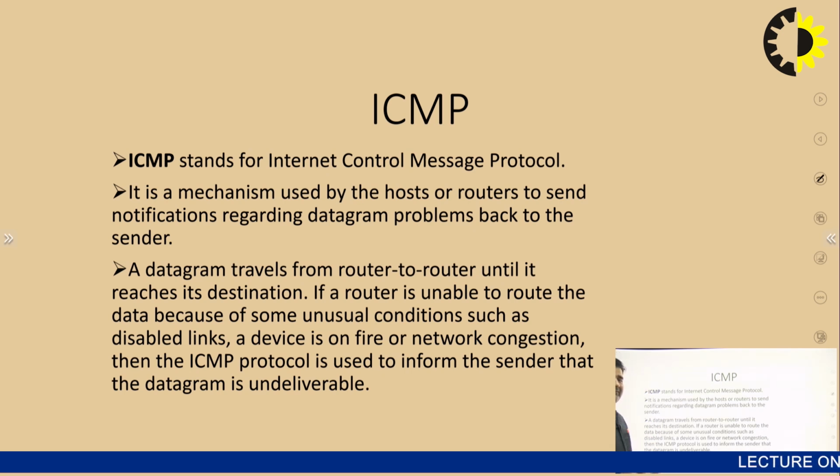If a link is disabled, a device is on fire, or there is network congestion, then the ICMP protocol is used to inform the sender that the datagram is undelivered. This is the message given by ICMP.